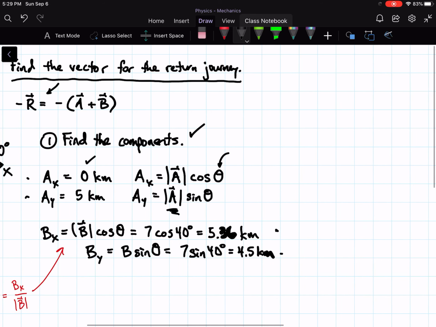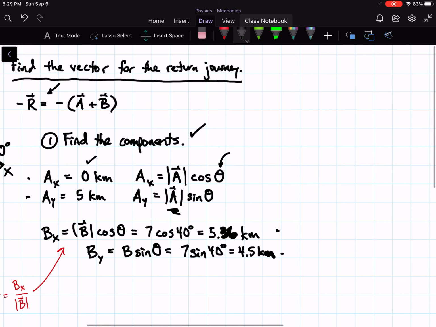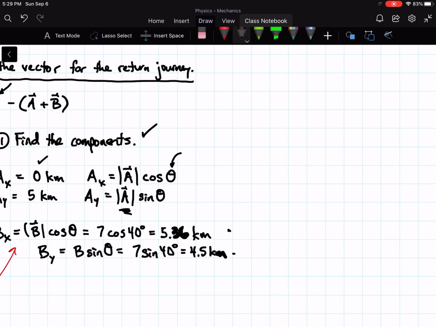All right. So the next thing to do is to scroll over here and go up and say number 2, sum the components. Because we want to find the sum of A and B. And once we do that, we can find the opposite of it to find this vector for the return journey that we're trying to find. Okay, so sum the components!